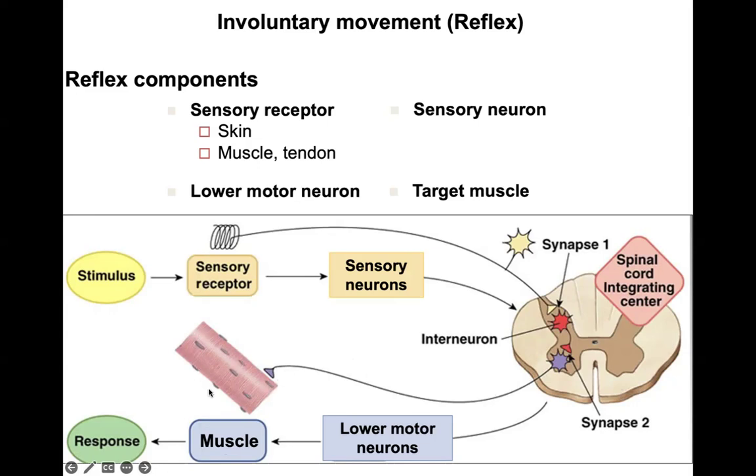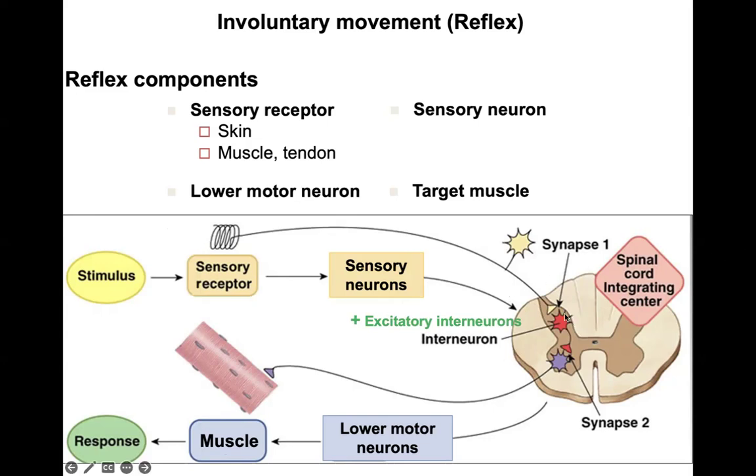So the last component is the effector, or target muscle, and then you get the response. So again, the components: sensory receptors, sensory neurons, motor neurons, more specifically lower motor neurons, and then the target muscle. There's no brain involved in this circuit. This basic circuit, or another term, reflex component or reflex circuit, is called a reflex arc. So just these components, a little bit of detail, before we go into a specific example.